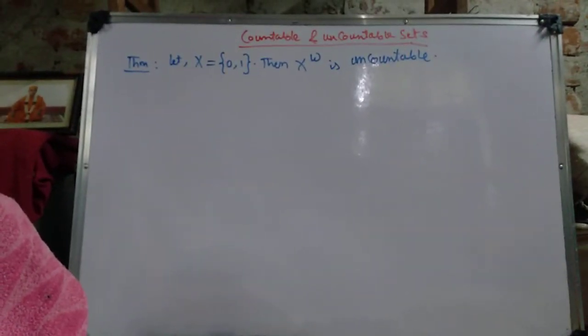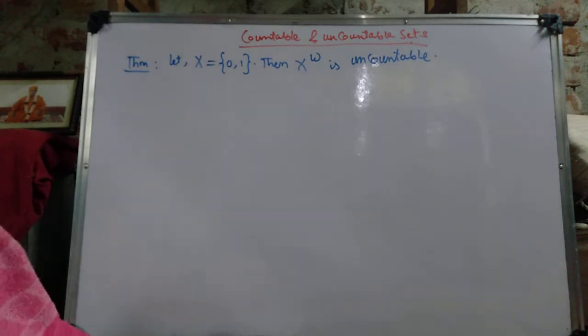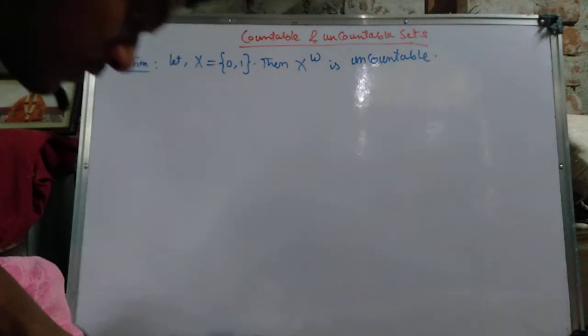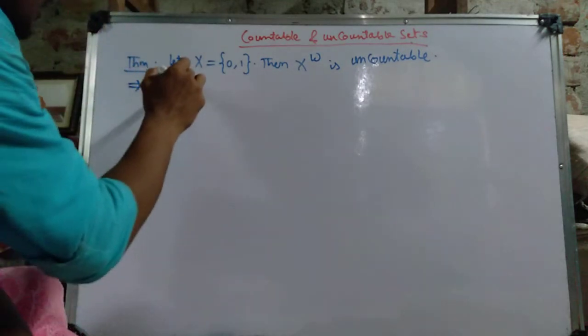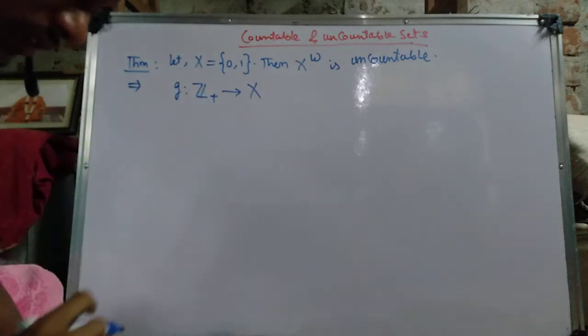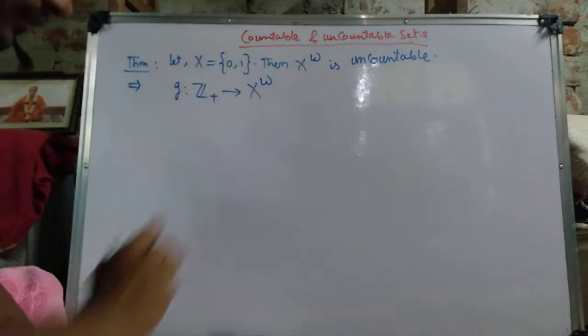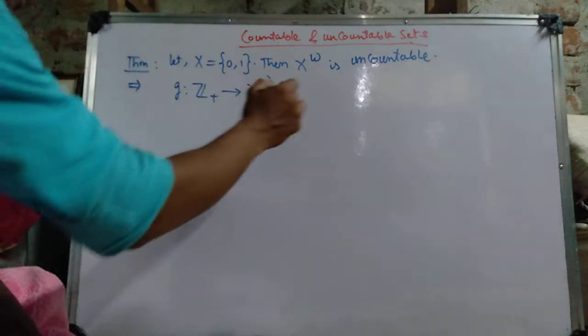If X is a two-element set, then X to the power omega is uncountable. We have to prove that. How do we prove this? We simply prove it by constructing a function g from Z plus to X to the power omega. Then g is not surjective.